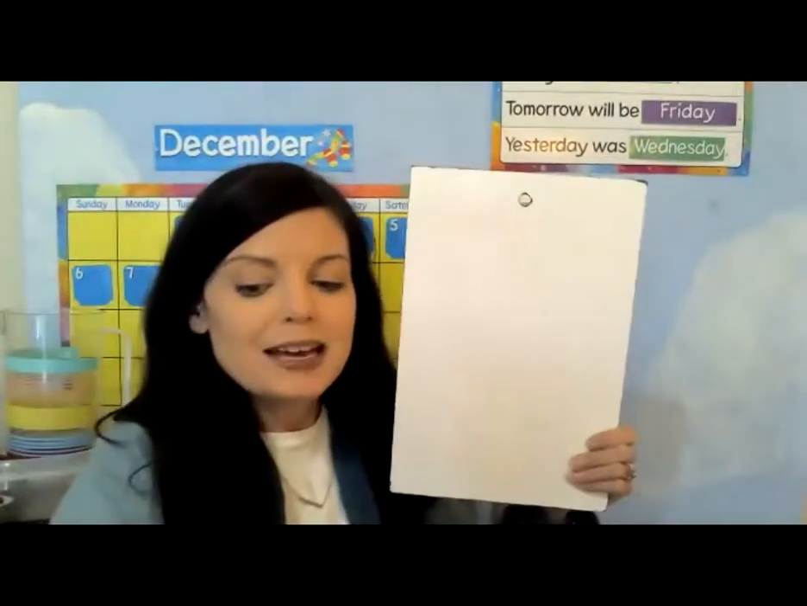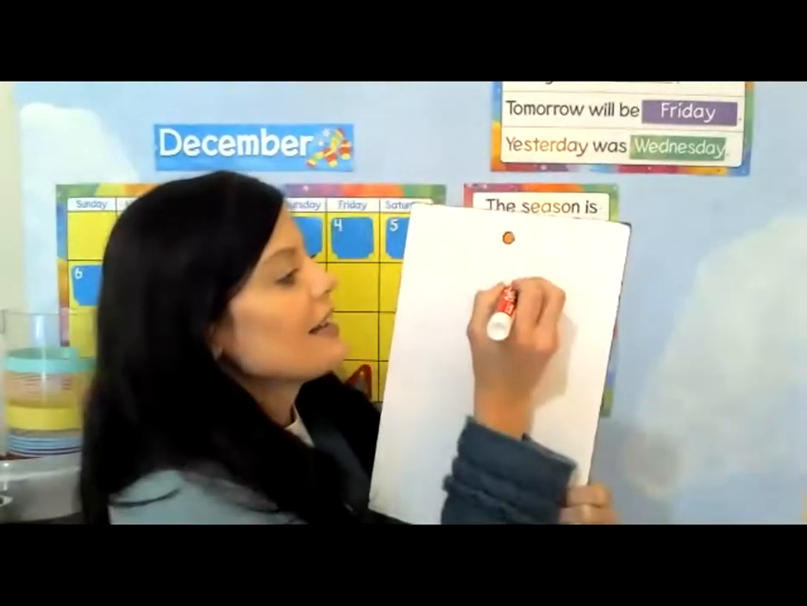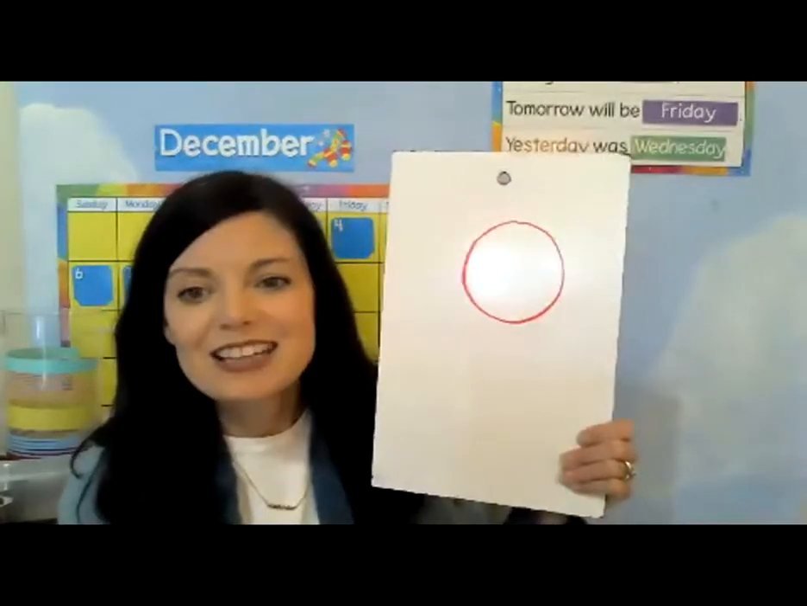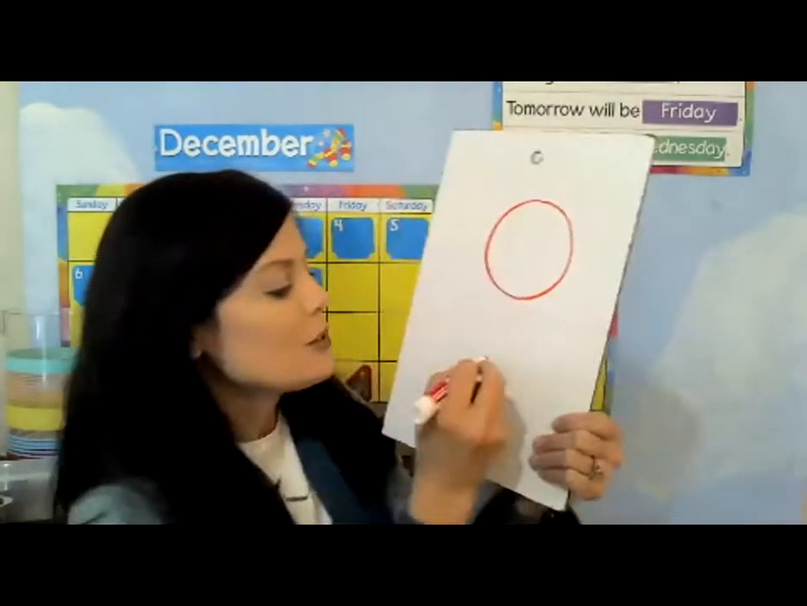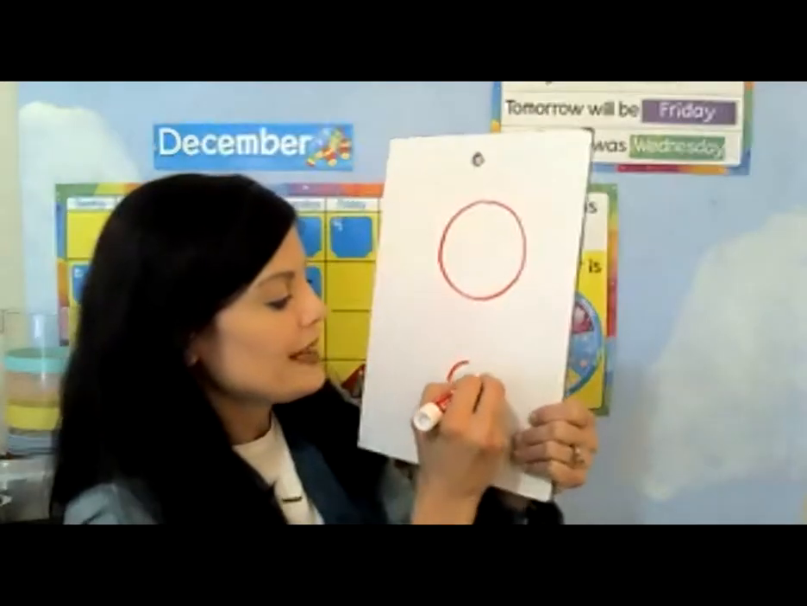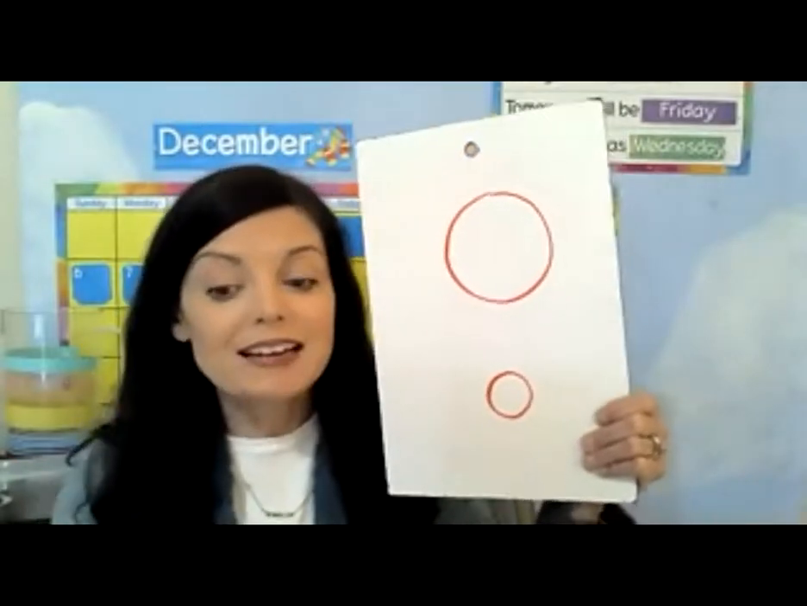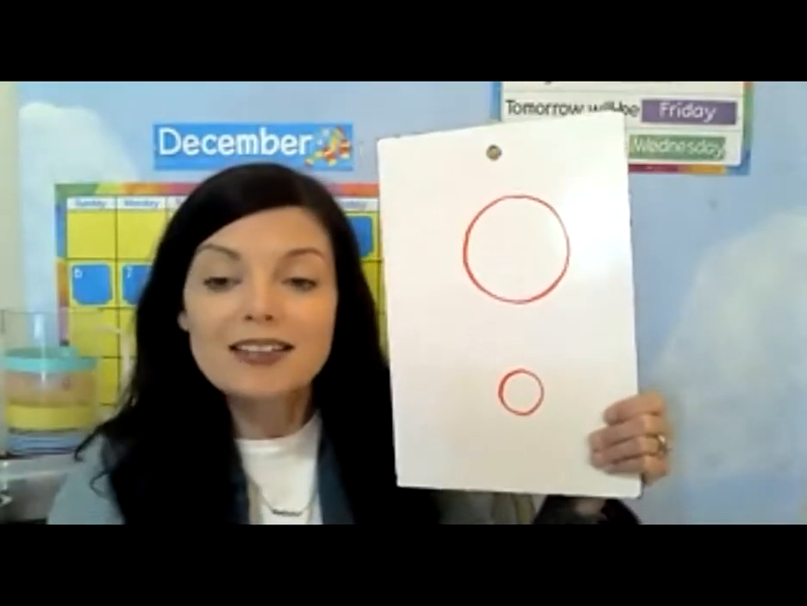So this is the big uppercase O. It looks like a circle. There's the uppercase O. Now let's do the lowercase o. It looks the same, only it's little. And these are opposites, big and little. We're going to talk about that today.